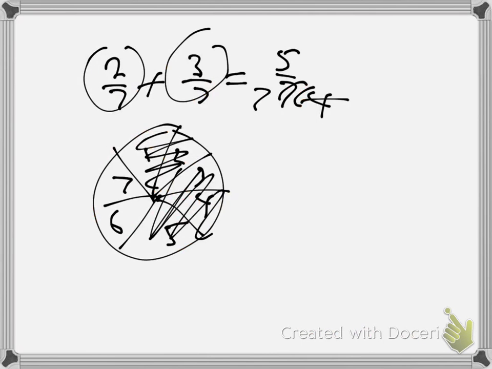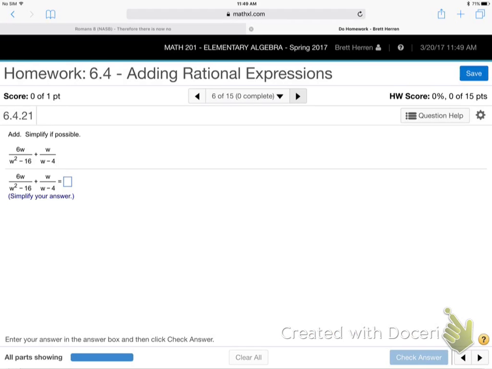All right. One more here. All right. 6W over W squared minus 16 plus W over W minus 4. Okay. So let's go through those steps. Let me remind you of the steps.